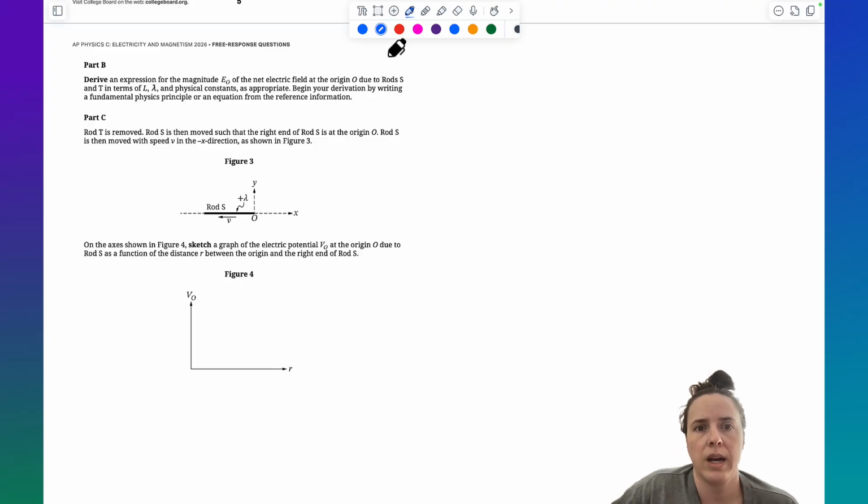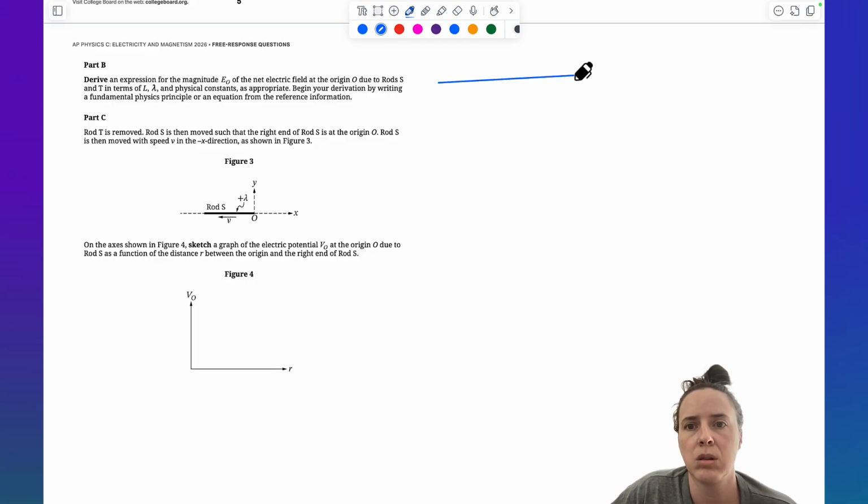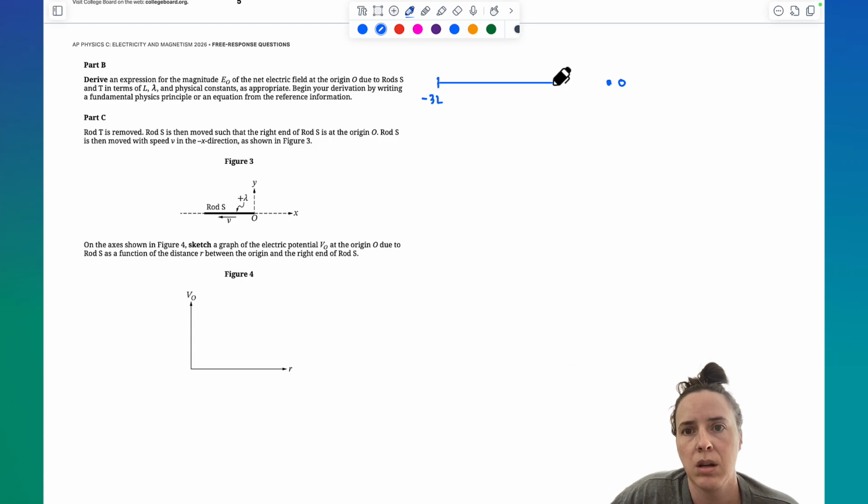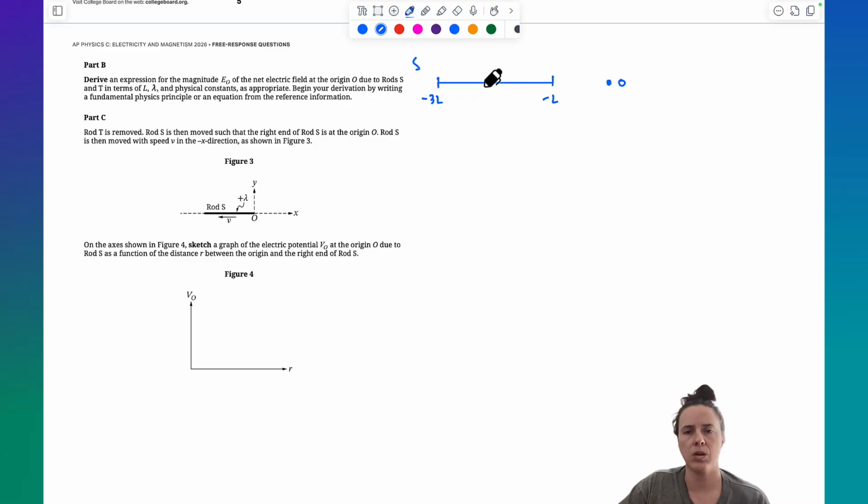All right, so we're looking for it at the origin. So we're looking at the situation where I have my rod, I have my origin over here, and we're at negative 3L, negative L. So this is for rod S. Or we could also do T.